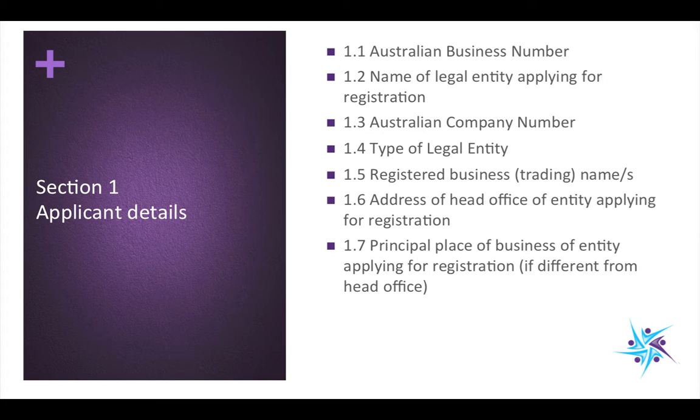In section 1, we'll be uploading all sorts of information about your applicant details. This includes your ABN, your legal entity, if you have a company number, if you have any trading names listed, where your head office will be, and your principal place of business.